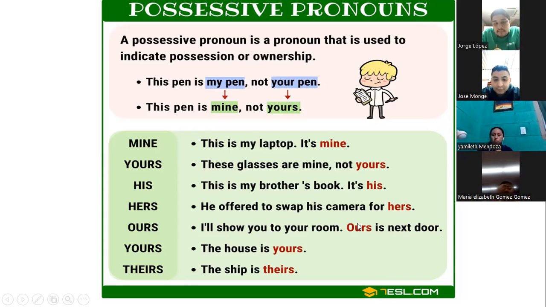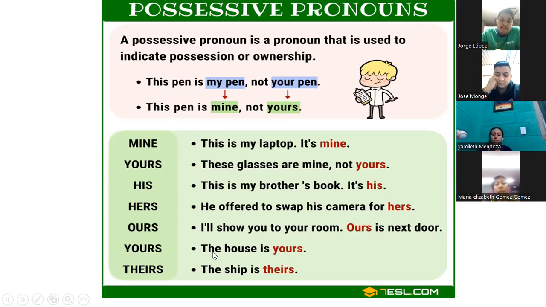But you see, ours is at the beginning, right? So what happened here? Here we have two sentences. Aquí tenemos dos sentences, se dan cuenta, right? I'll show you to your room, okay? Punto. Ours is next room, okay? O pueden decir our room, porque aquí ya venía otra sentence, right? Por eso es que utilizamos aquí, okay? Pero siempre está al final. También se puede decir our room is next, okay?